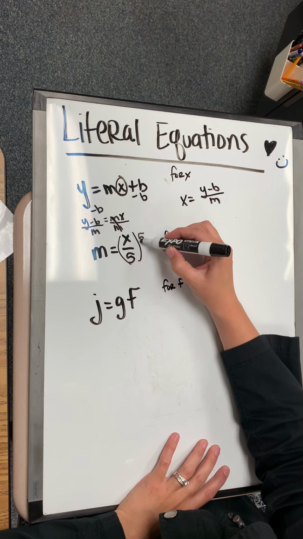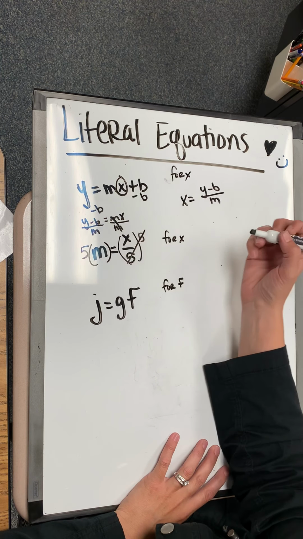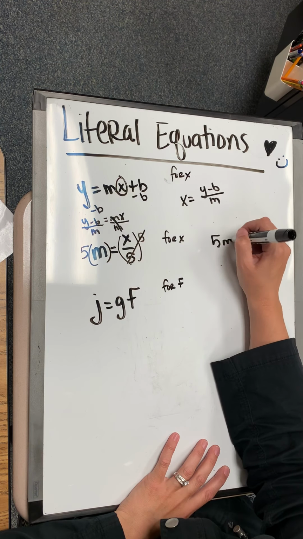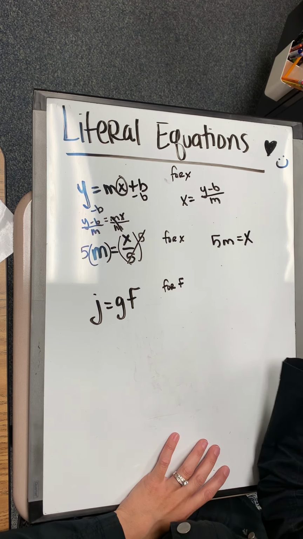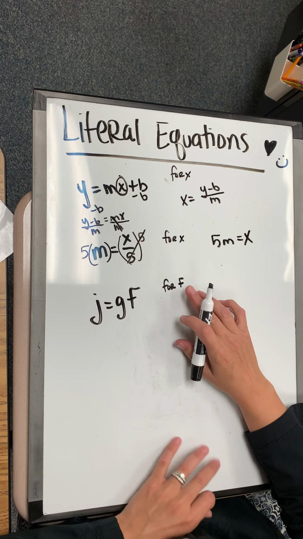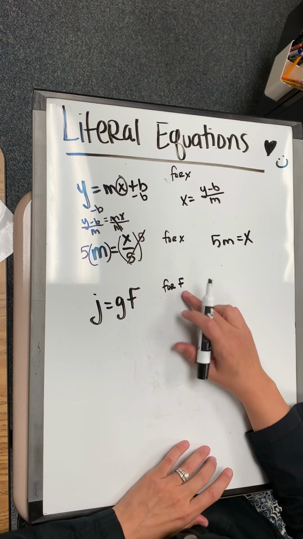Here, if we're solving for x, x is being divided by 5. So I will need to multiply by 5. And then I will need to multiply this side by 5. Really, you can keep it as a 5m. That's gonna mean the same thing, but it's equal to x. If I'm solving for a capital letter, you just need to make sure that you are case sensitive. So don't change that to a lowercase letter.